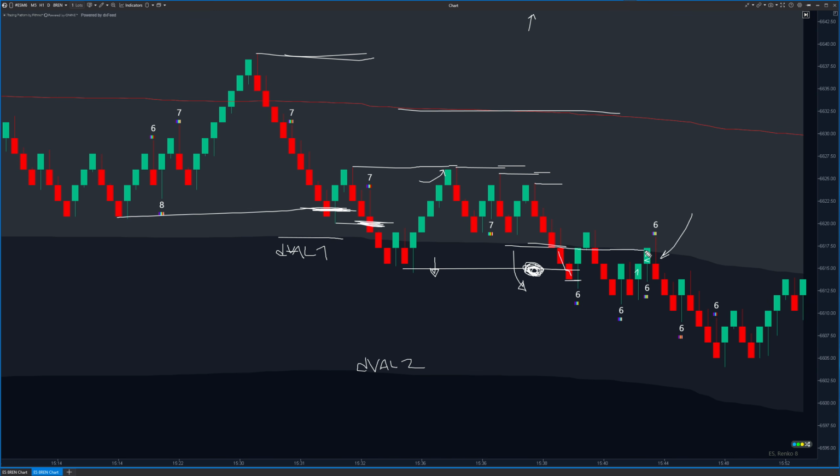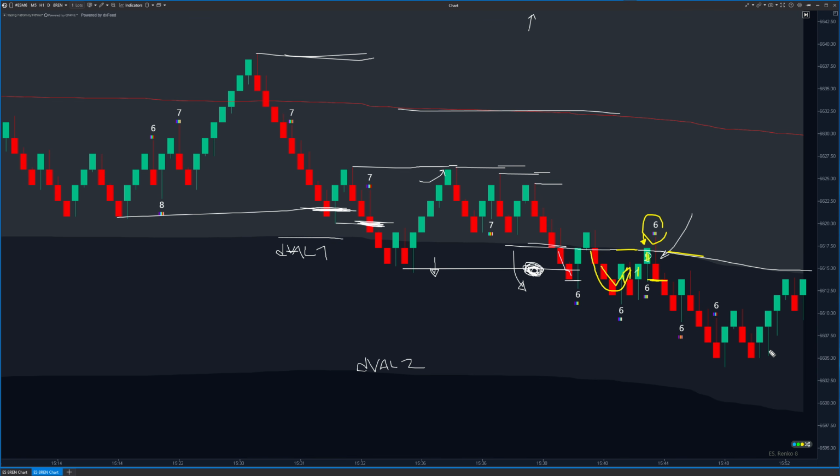Then we are at the DVAL. Look at that. This is a very typical setup. This is already a setup. They pulled back to the DVAL. See that? Created one, two green candles. So there was no rotation. There was something like it, but they created one, two green candles. That's fine. And right after this green candle, they printed a semaPHorek 6 candle.